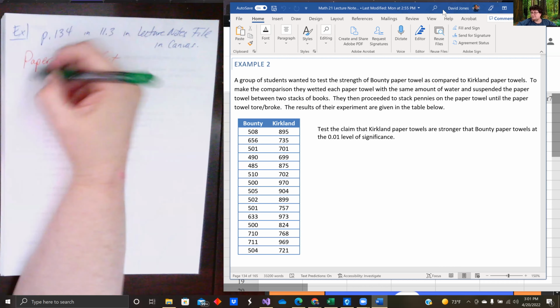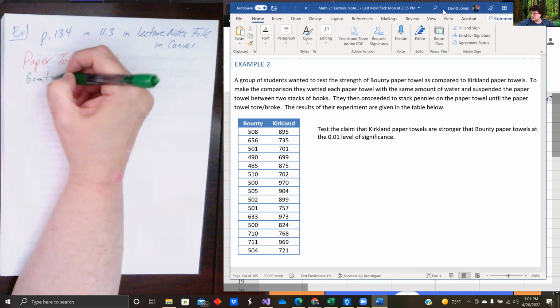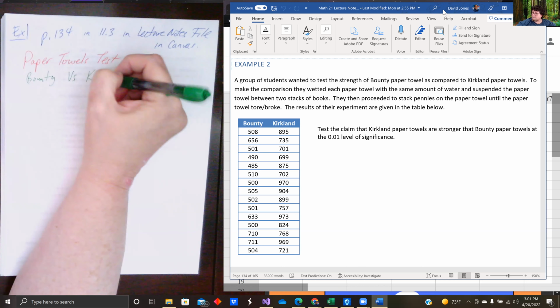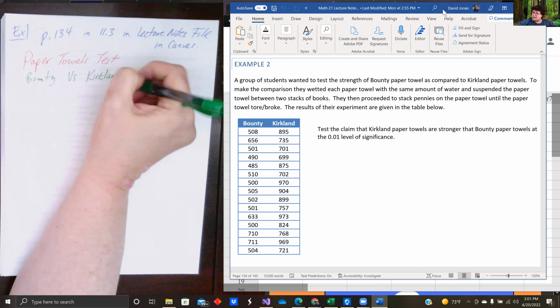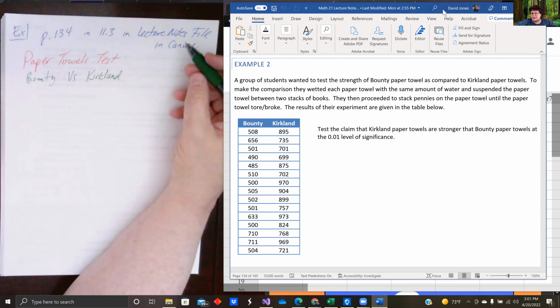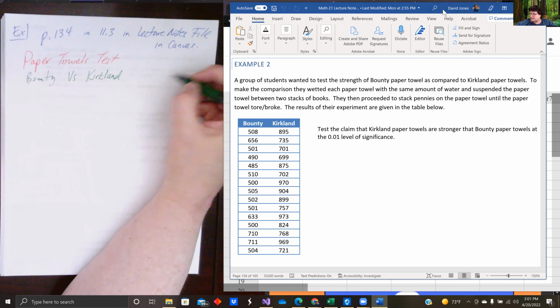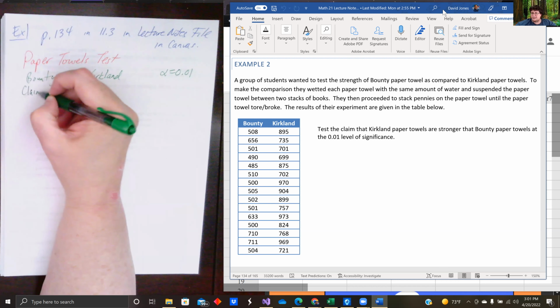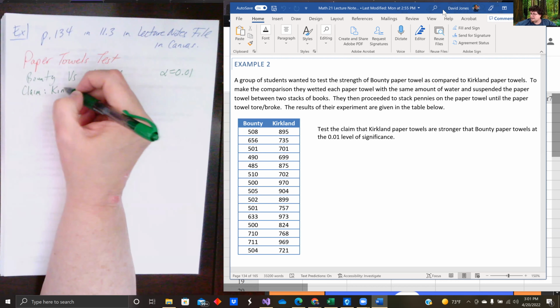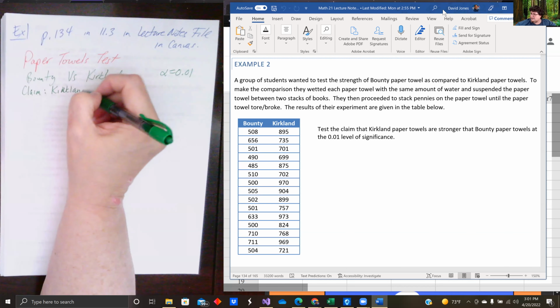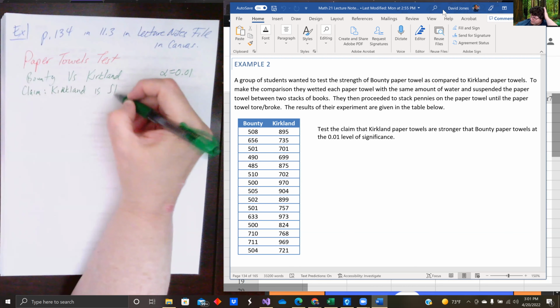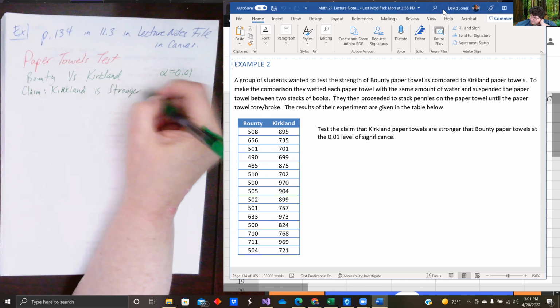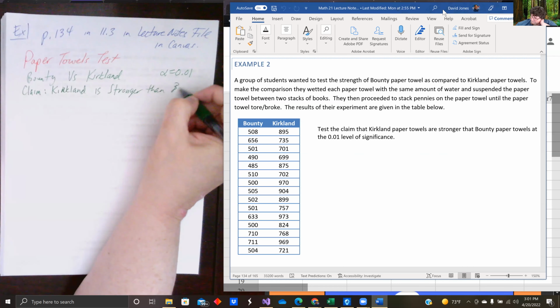So we have Bounty versus Kirkland. And the last sentence says alpha equals 0.01. And I am testing the claim. The claim is Kirkland is stronger than Bounty.